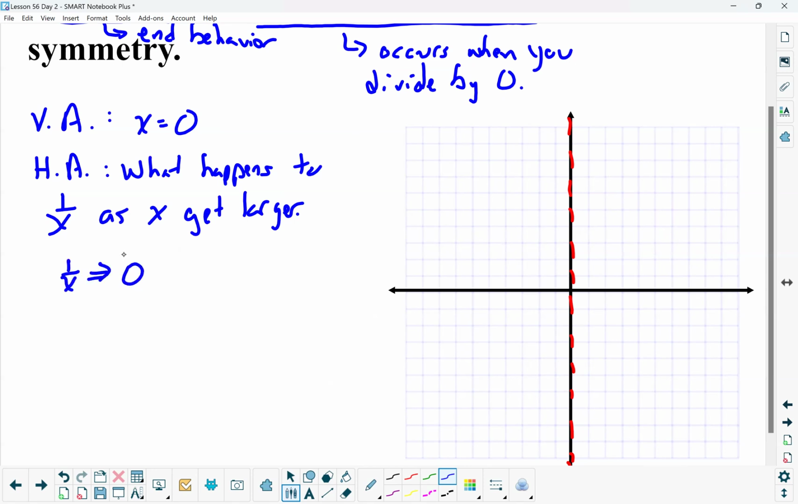goes to 0. Think about plugging in 10, you get 1/10. If you plug in 100, you get 1 over 100. If you plug in 1,000, you get 1 over 1,000. Each time getting closer and closer to 0, but positive when X is positive. If we let X get negative, then we still approach 0, but our values would be negative. So we have a horizontal asymptote at 0.